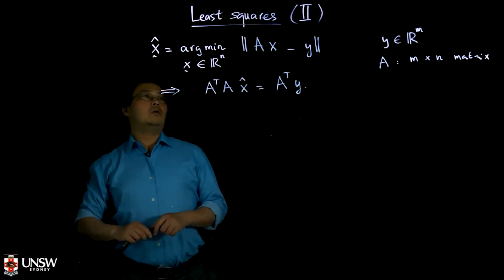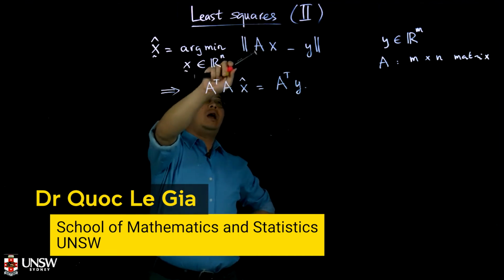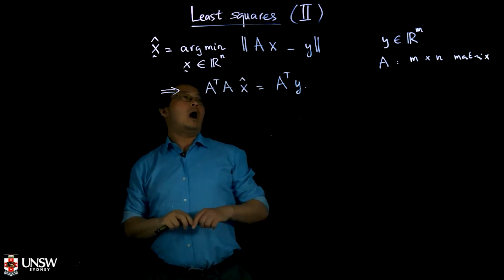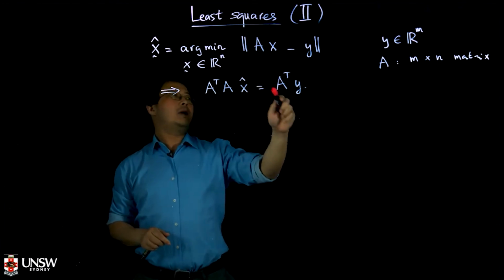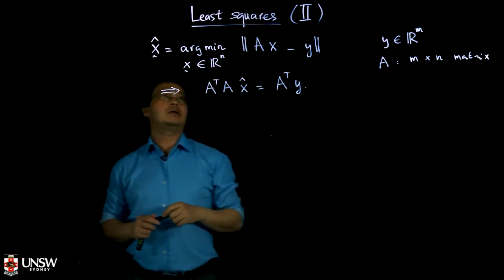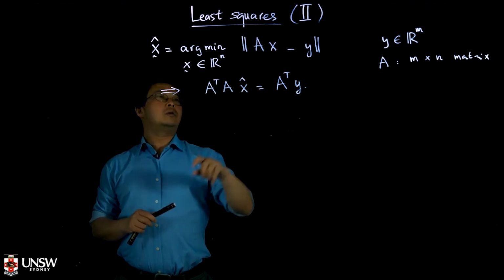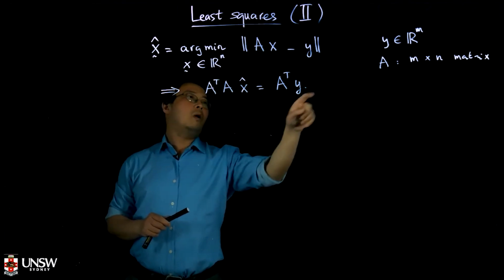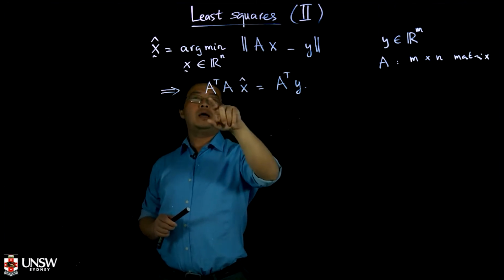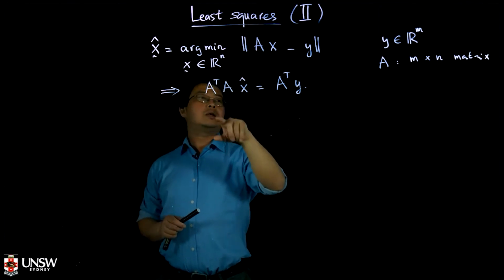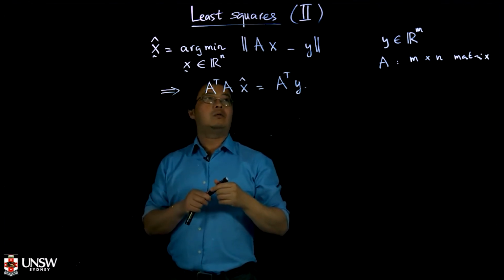Okay, so we want to show that if you want to minimize the residual Ax minus y, where y is the data in R^m, A is an m by n matrix, and x is a vector in R^n, then what you need to do is just solve this normal equation. On the left you have A transpose A for the matrix, and on the right-hand side you have A transpose multiplied by the vector y.